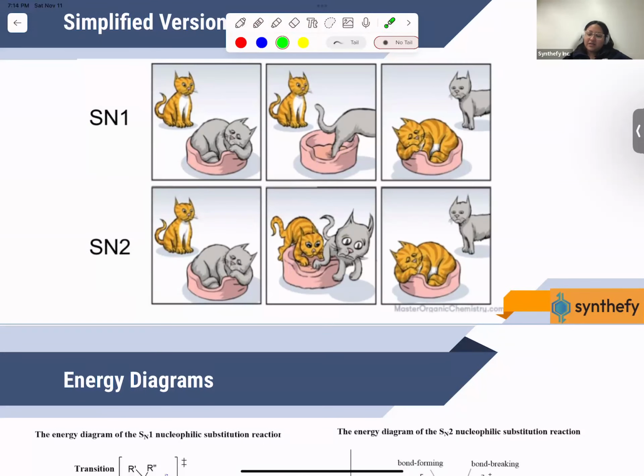Now for an SN2 reaction, we're dealing with the same orange cat, but this orange cat went and did some training and now it's strong. And now that gray cat is in its spot.